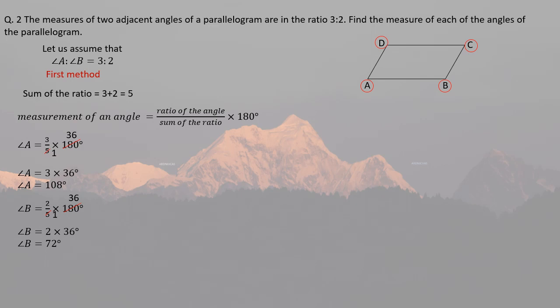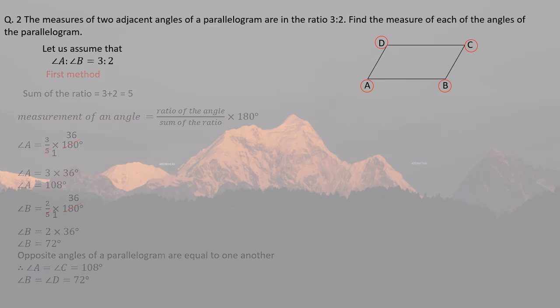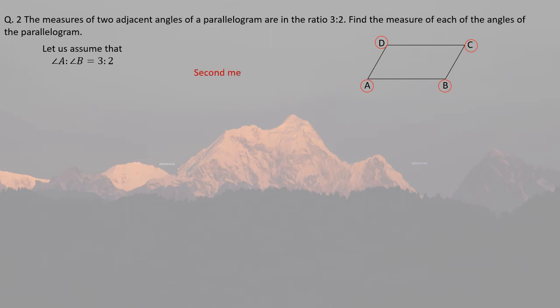But we have been asked to find out all the angles, and we can use the property of a parallelogram that opposite angles of a parallelogram are equal. Therefore, angle A equals angle C, which equals 108 degrees. Angle B equals angle D, which also equals 72 degrees. Therefore, we found out all the four angles of the parallelogram by this method. Let us have a look at the second method now.